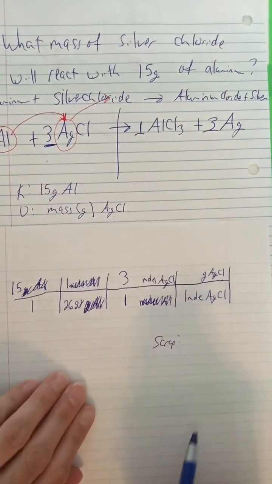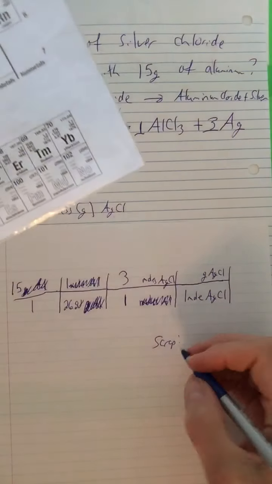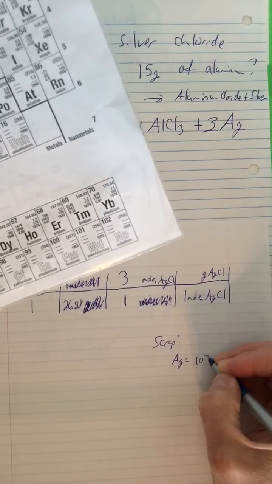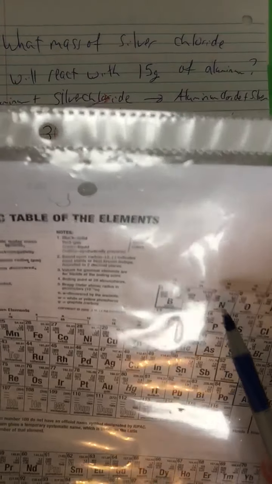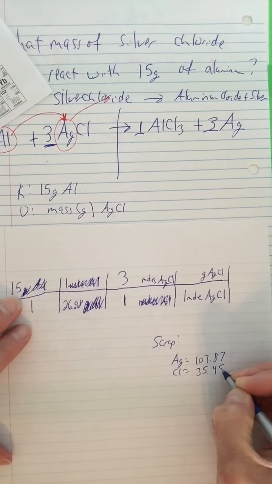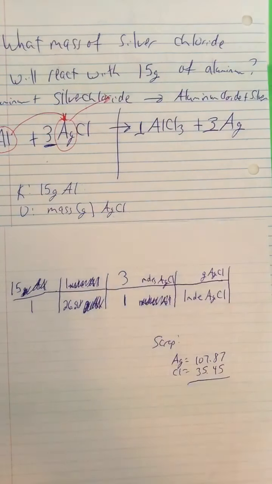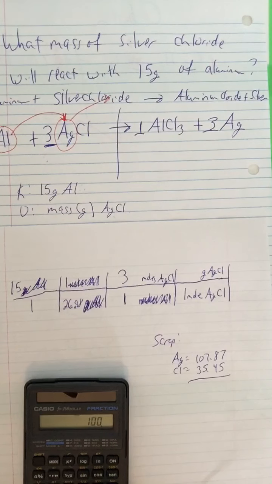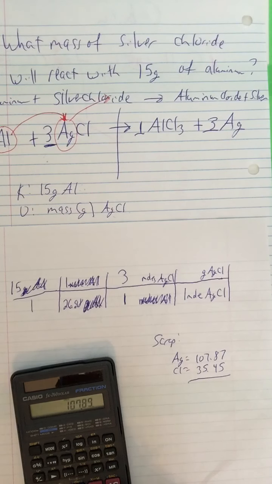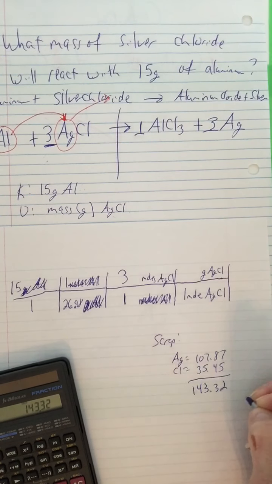I just need a little sidebar here. I need a little scrap work. I need to say, what's the mass of silver chloride? Well, I've got to go look. Silver, 107.87. Chloride is 35.45. Add those up. Just grab my calculator here. So 107.87 plus 35.45 gives me 143.32. That's the molar mass of silver chloride.